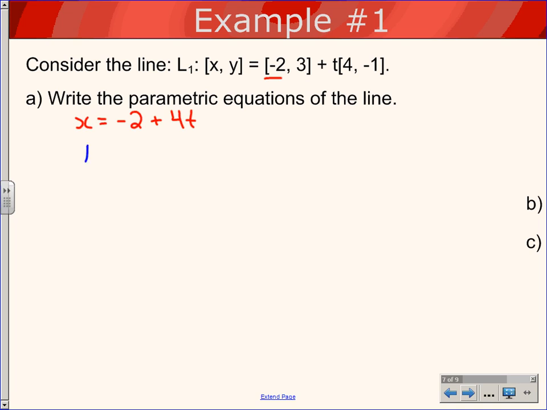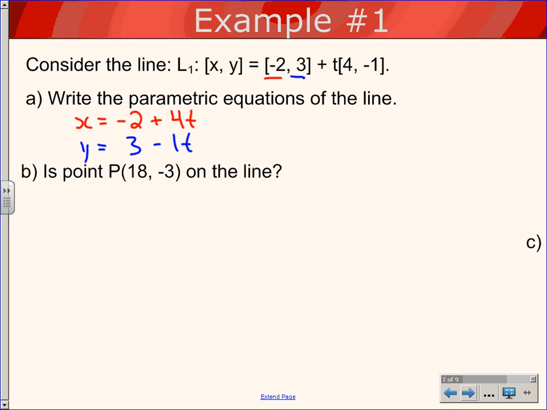And then the y gets the 3, and then -1 times t. You don't have to put that 1 there, but I got it anyway. That gives us our parametric equations. Now I told you that we wanted to use the parametric equations more often for calculations. And this is a situation here where you'd want to use our parametric equations.